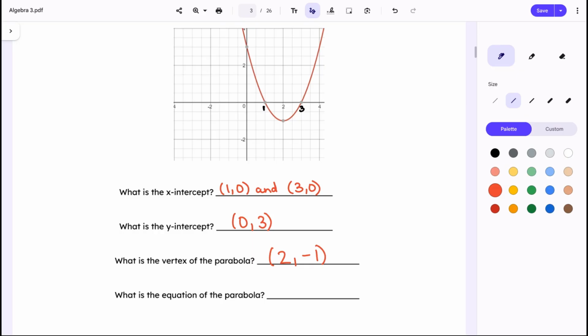Now they're asking at the bottom, what's the equation for this parabola? Well, there's a couple ways we could write the equation for a quadratic. We just saw a whole bunch of quadratics in the last chapter where it was like x squared plus x plus something.